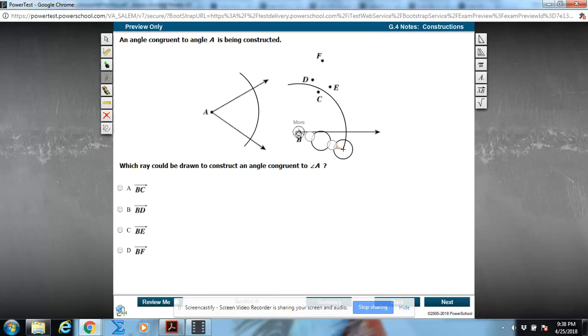All right, then step 3, measure the distance from intersection to intersection on your first angle, on the original angle. A nice measure. Using that exact same measurement, come over to the second angle, the angle that you're constructing, and draw an arc of intersection.